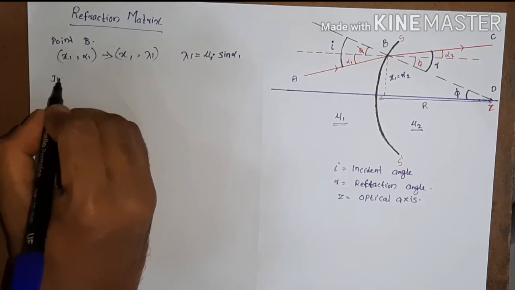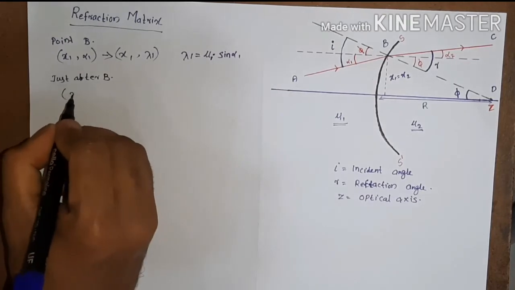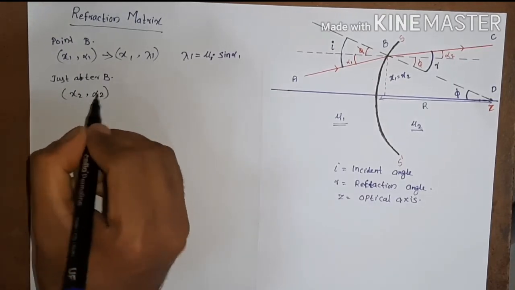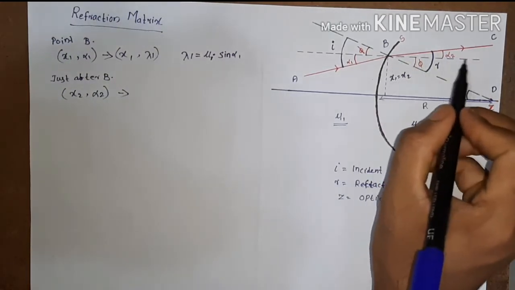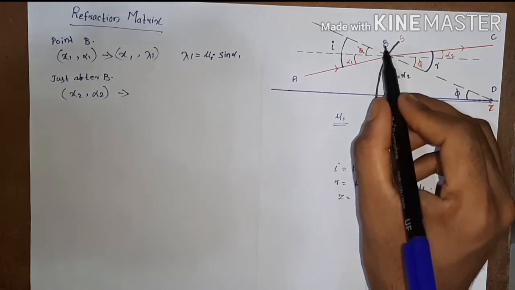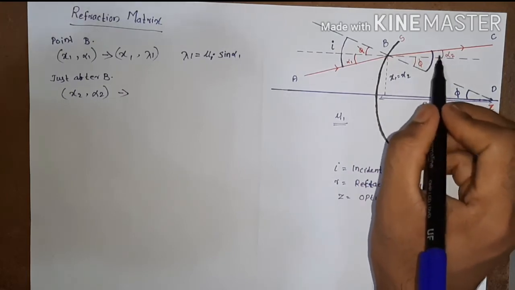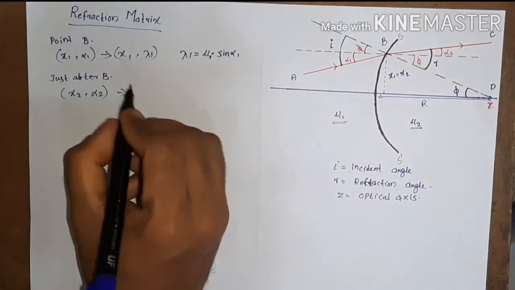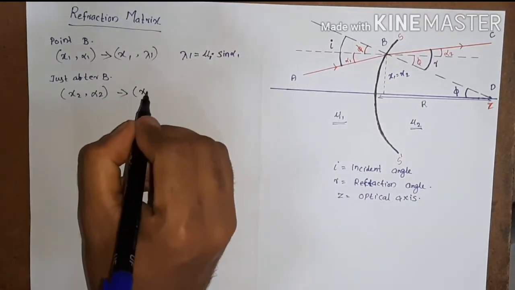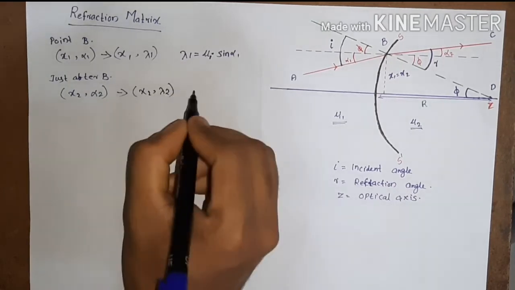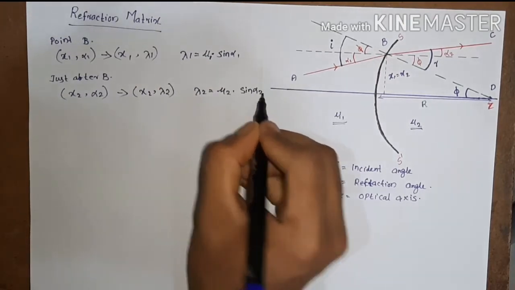Similarly, at a point just after B, the coordinates are x2 and alpha 2, where alpha 2 is the angle made by the refracted light ray with respect to the optical axis. A point just after B represents a point on the refracted light ray, so we have to consider alpha 2. As we discussed earlier, this can be represented as x2 and lambda 2, where lambda 2 is mu 2 times sine alpha 2.